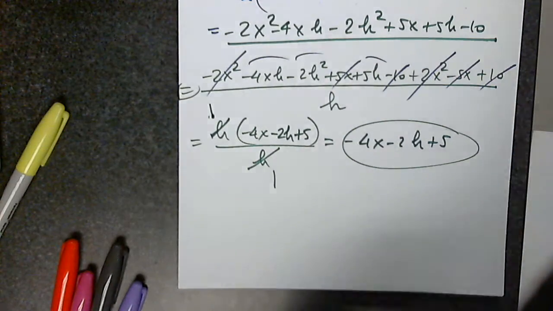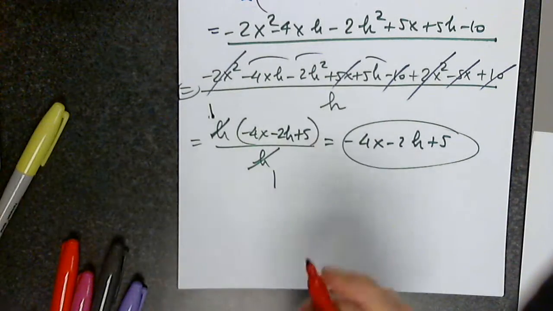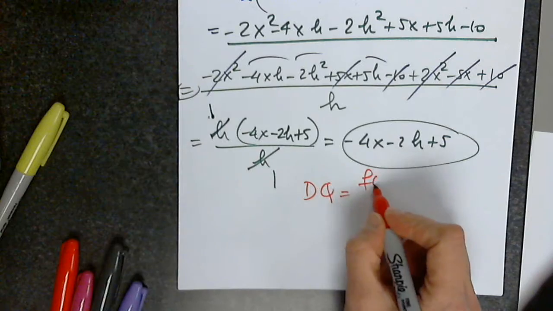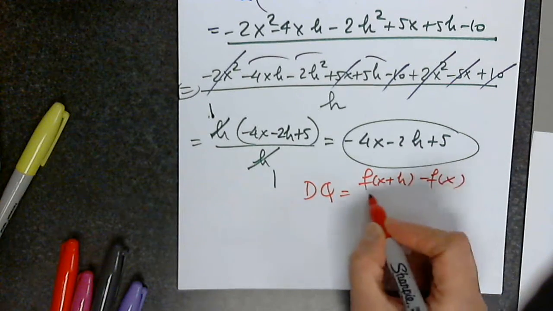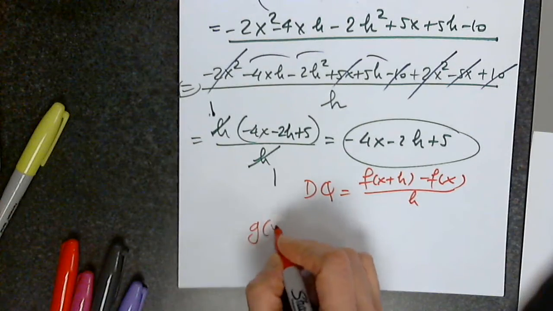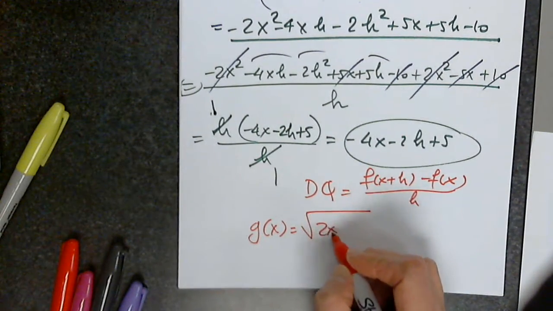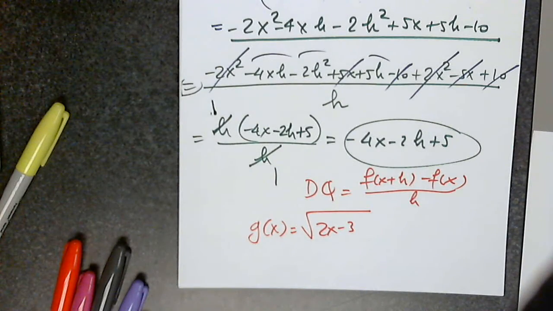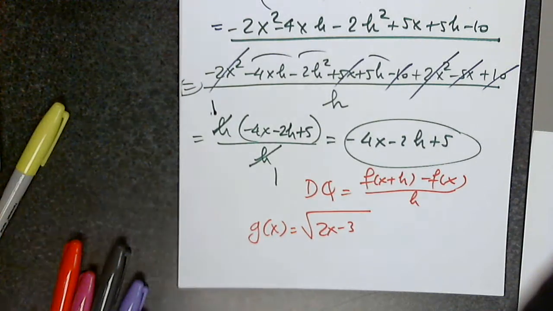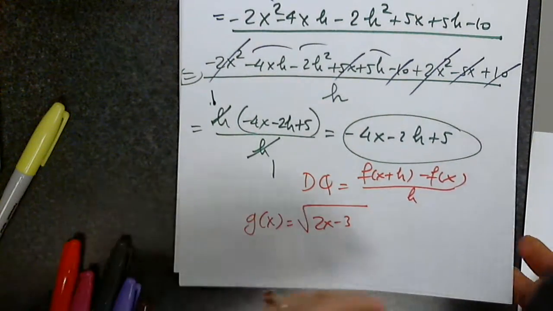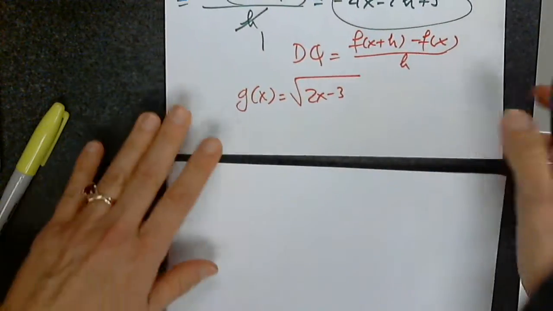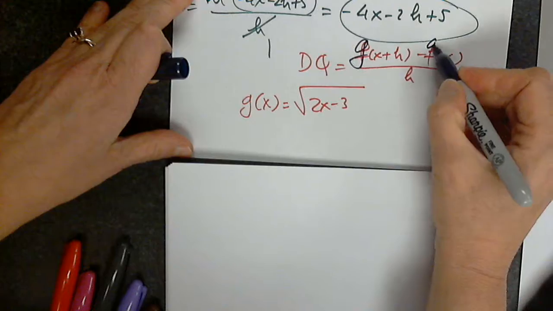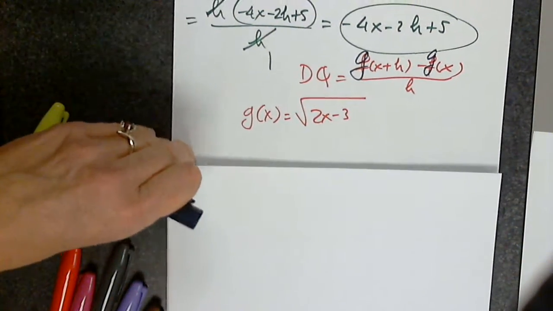Let's also look at the square root function. So I have the difference quotient, the same thing, f of x plus h minus f of x divided by h. And this function now is g, the square root of 2x minus 3. Awesome. Of course, I should have used g here because we're talking about g, but it doesn't matter. You understand, it's the same thing.